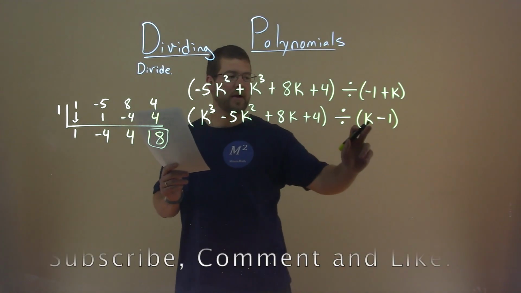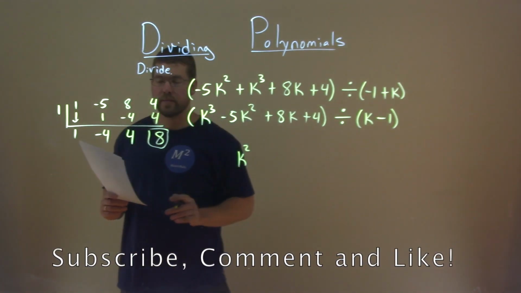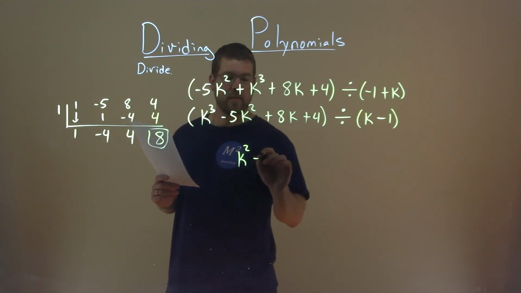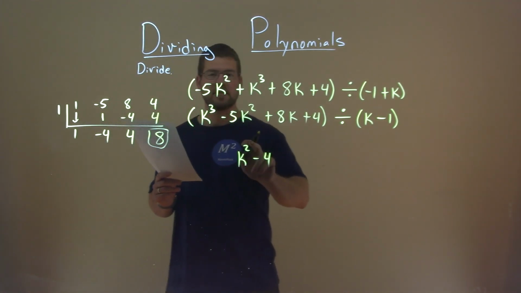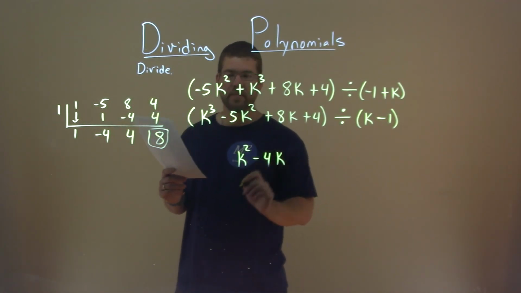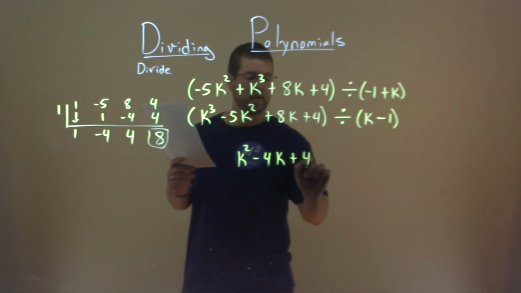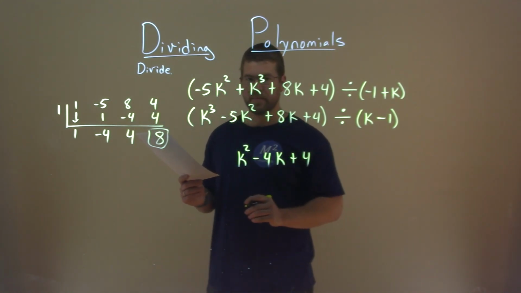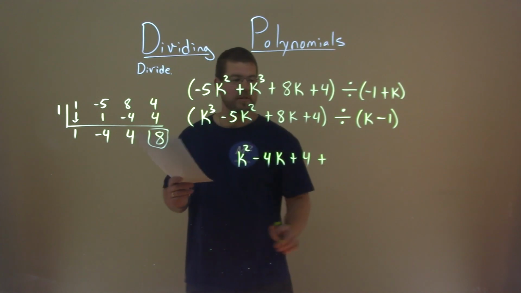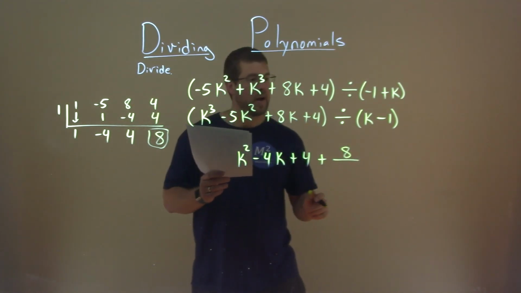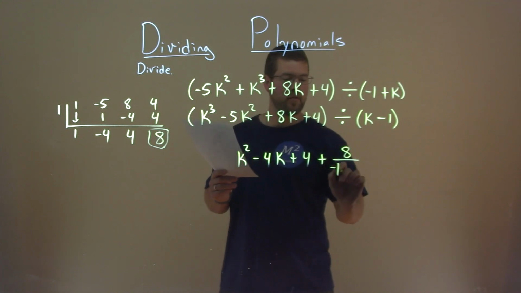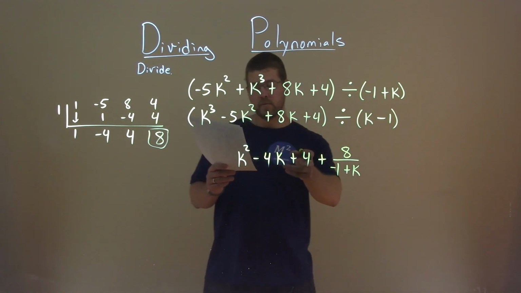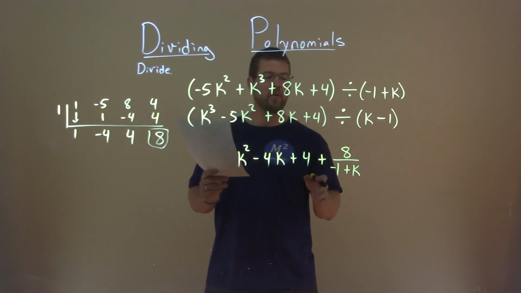Well, k to the third divided by k is that k squared. This one is a coefficient in front of k squared. Don't need to write that. We then have a minus 4, next one down the line, and subtract the exponent by 1, so we just have a k. Same thing here, we add a 4, and then k to the first power, we subtract the exponent by 1, k to the 0 power, don't write it, we just have the 4. And then we have our remainder, which is just a positive 8, and we're dividing that by the original thing we're dividing by, negative 1 plus k. And so our final answer is k squared minus 4k plus 4 plus 8 divided by negative 1 plus k.